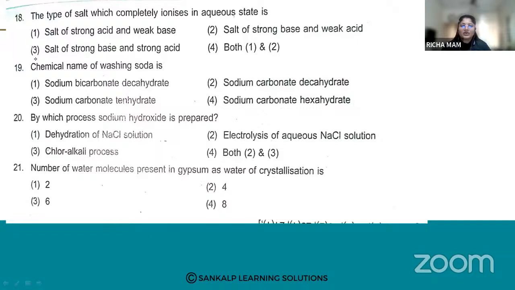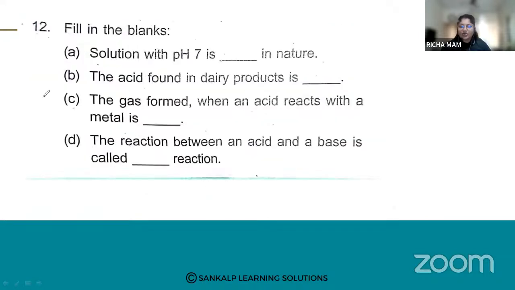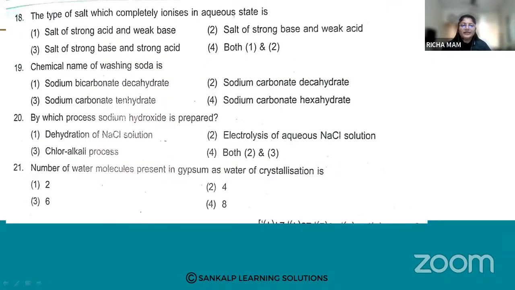Yes. So when you have a strong acid and strong base, the salt will be completely neutralized and it will ionize. So it is option number 3. When you have a strong base and strong acid, the salt which is produced, when you add it in water, will completely get ionized.